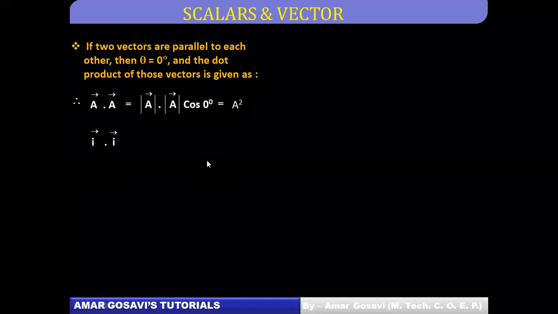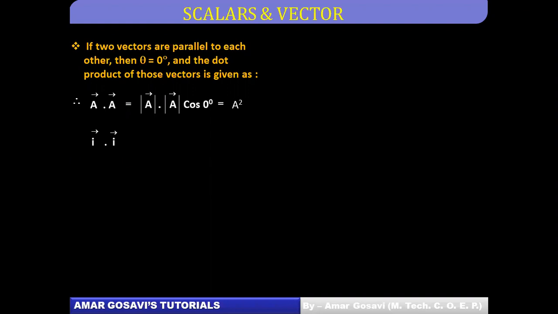Now where can you apply this analogy? If the vectors are directed along the x-axis, then their unit vectors would also be directed along the x-axis. So in that case, i cap dot i cap, the self dot product, where i cap is the unit vector along the x-axis. It will be magnitude of i cap multiplied by magnitude of i cap, and what's the angle between i cap and i cap? Obviously it is 0, so cos 0.